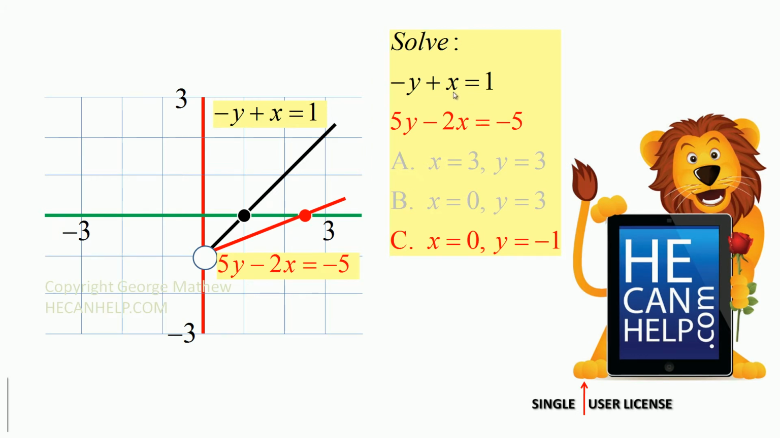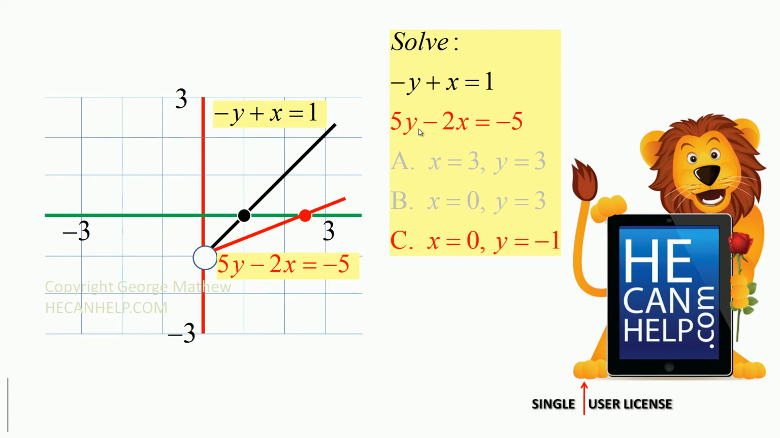We plot negative y plus x equal to 1. When you put x equal to 0 into this black equation, you get y equals negative 1. And when you put y equal to 0, you get x equal to 1. So our black line passes through (1, 0) and (0, negative 1).